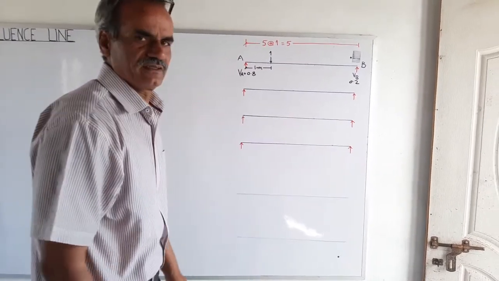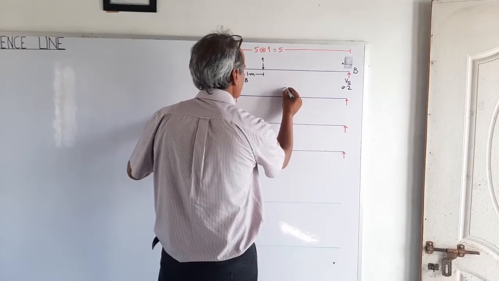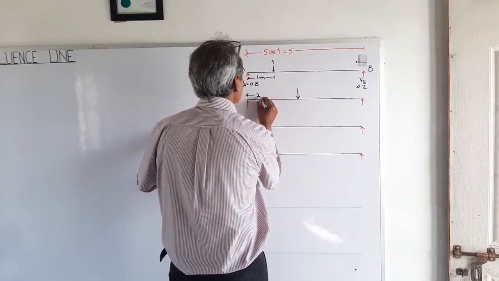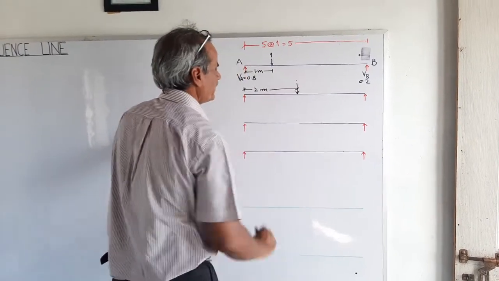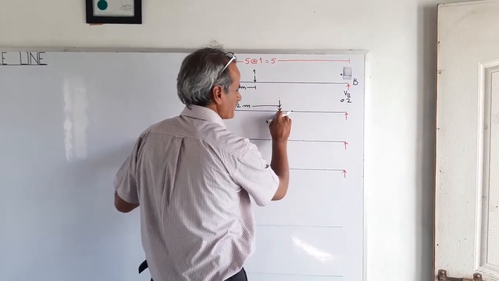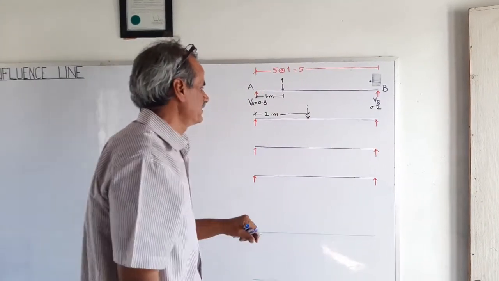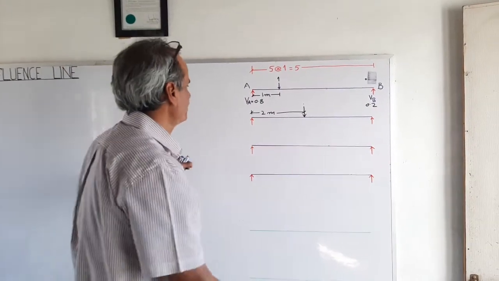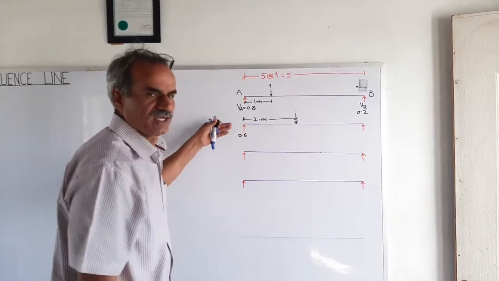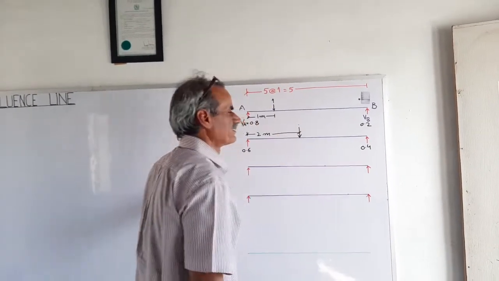and VB shall be equal to 0.2. Similarly, now we change the position of the load. We add a further 1 meter and say the load is over here at 2 meters from spot A. Now taking moment at B, unit load multiplied by the distance, that is 3 divided by 5, it shall be 0.6 reaction at spot A and 0.4 reaction at spot B.